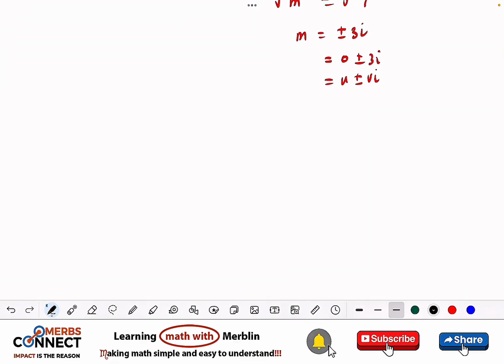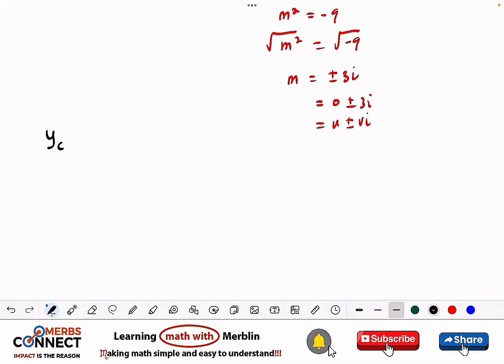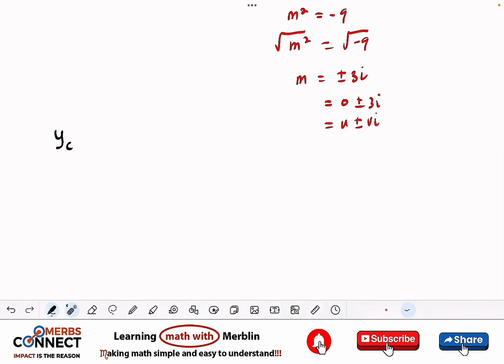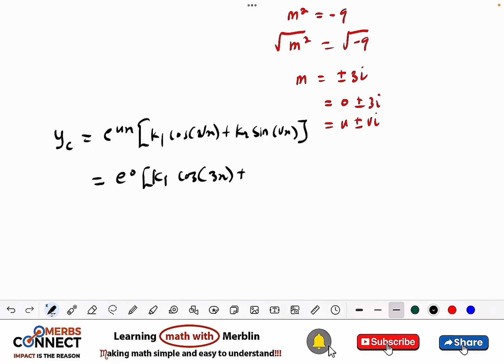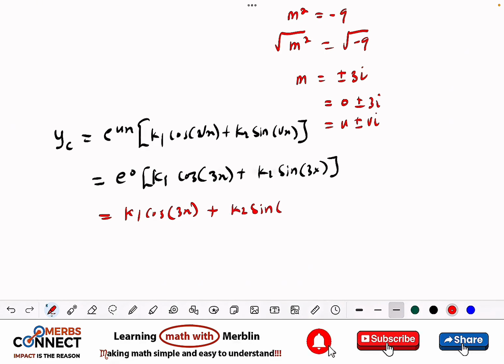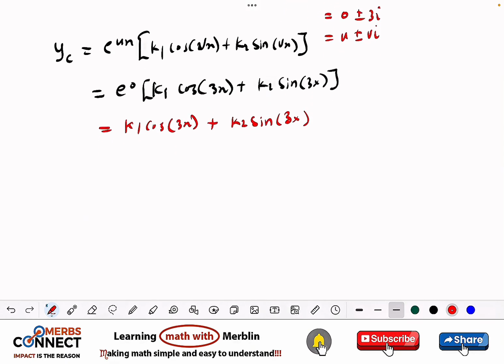So let's write the complementary solution. If you have noticed something, with the last row, we always need to have this one be complex, right? If it is not complex, then it's never the last row. So we should be having this in mind. So we have e to the power ux times k1 cos vx plus k2 sine vx. So this is going to give us u is 0, v is 3. So k1 cos 3x and k2 sine 3x. This is going to give us e to the power 0, which is 1, right? So we are going to have k1 cos 3x plus k2 sine 3x. Good. So this is what you are going to get for the complementary solution.